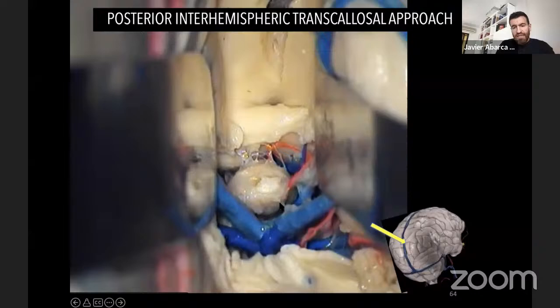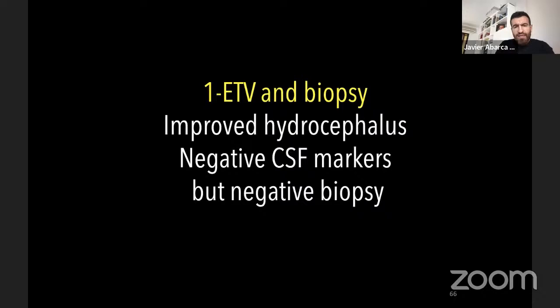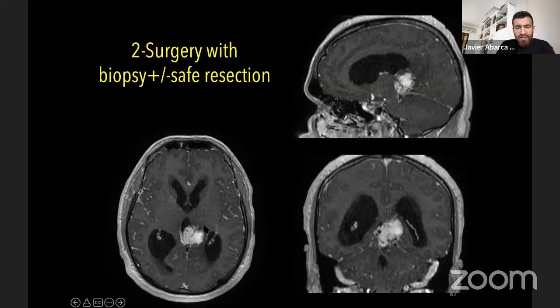And to conclude, let me show you this case of a 40-year-old male with headache and Parinaud syndrome. Because of the hydrocephalus, we started doing an ETV and tried to do a biopsy. With this, we improved the hydrocephalus, but after the analysis, we found negative CSF markers and a negative biopsy. And we decided to operate on the tumor. Here you can see how the tumor is located a little bit lateral to the pineal region, more on the left side, and seems to be more supratentorial than infratentorial in the sagittal views.